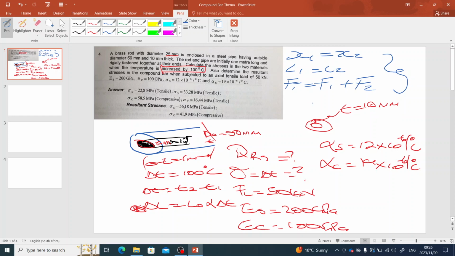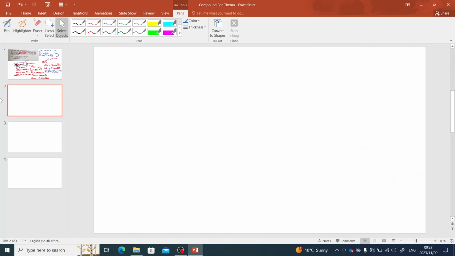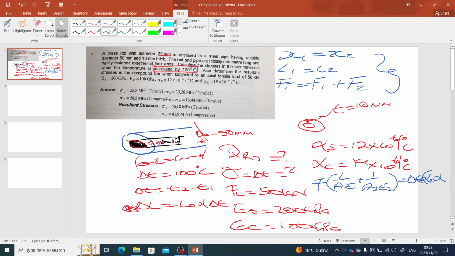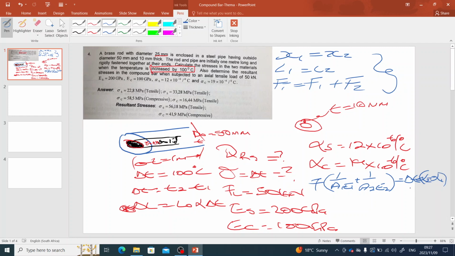That we know when we are dealing with a parallel connection. If we are calculating the stresses as a result of heat under a parallel connection, we have force times open bracket 1 over area 1 Young's modulus 1 plus 1 over area 2 Young's modulus 2 close bracket equals change in temperature times open bracket coefficient 2 minus coefficient 1 close bracket, or vice versa, coefficient 1 minus coefficient 2. That's what we have there.